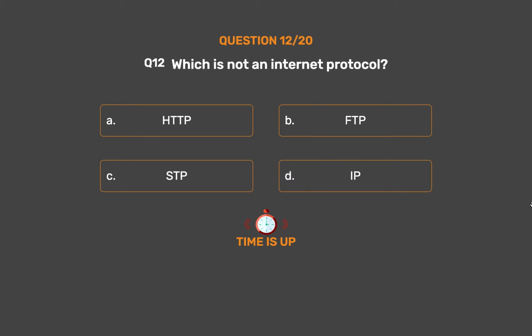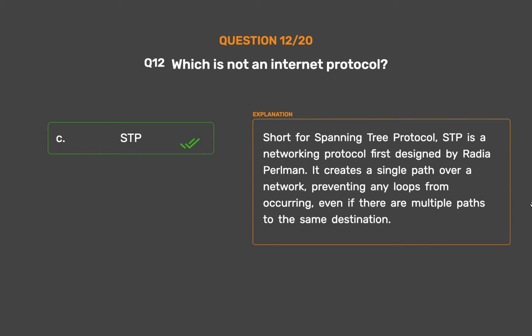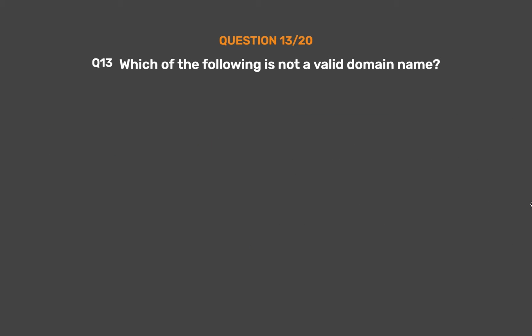The correct answer is option C. STP. Short for Spanning Tree Protocol. STP is a networking protocol first designed by Radia Perlman. It creates a single path over a network, preventing any loops from occurring, even if there are multiple paths to the same destination. Question number 13.